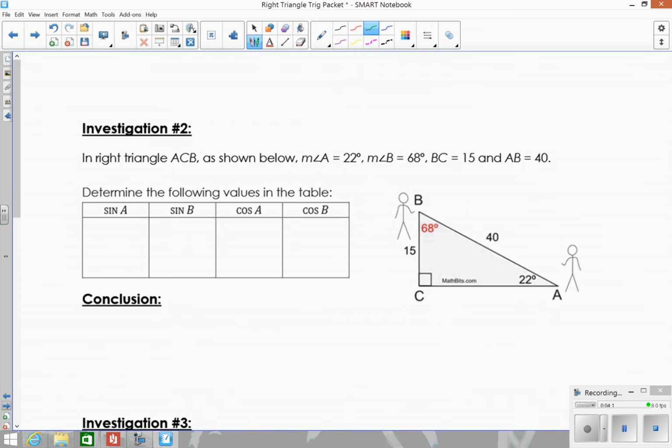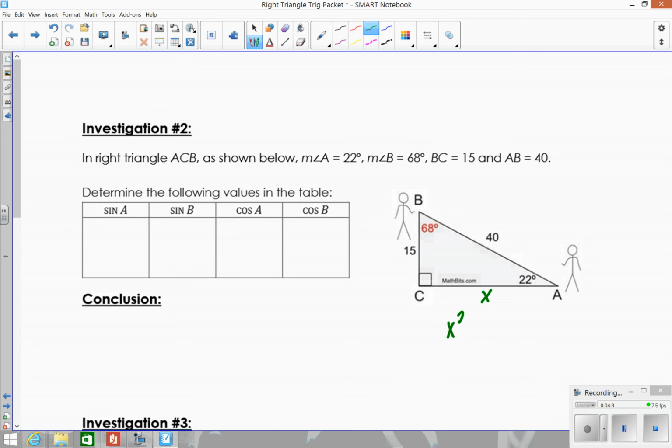So this investigation, first thing is they're giving you this right triangle. They tell you the angle measures and they tell you the sides. They don't tell you side AC, so let's go ahead and find side AC. So if I wanted to find side AC, think about what you have. You have a right triangle and you have a missing side. So you should have used the Pythagorean theorem for this.